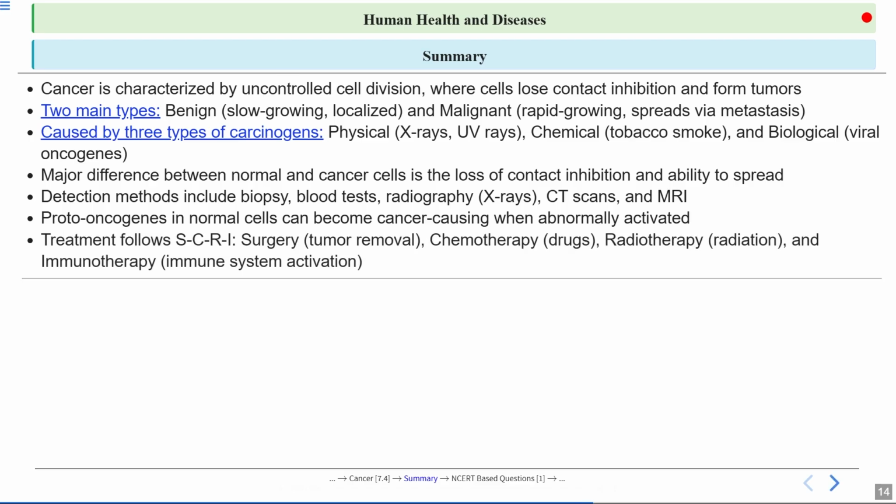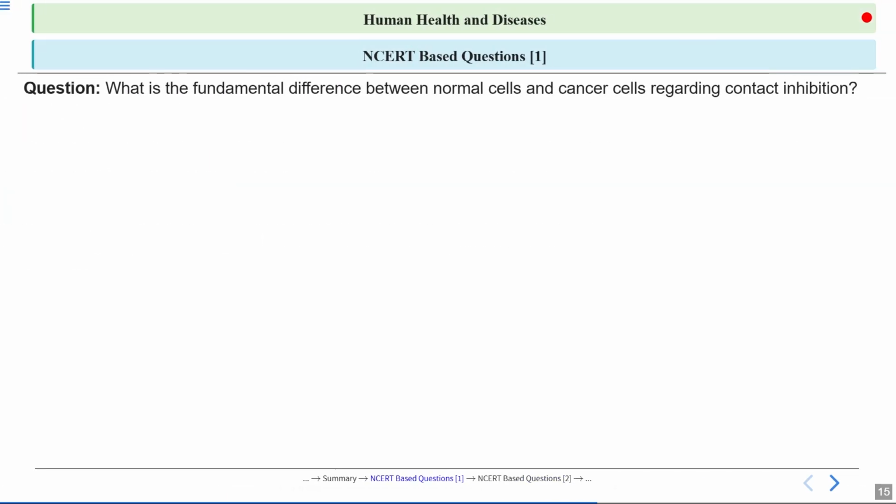A treatment for cancer can be remembered by the acronym SCRI, which means surgery to remove tumors, chemotherapy using drugs to kill cancer cells, radiotherapy using radiation, and immunotherapy, which helps the immune system fight cancer. Let's discuss some NCERT-based questions based on this topic, cancer.